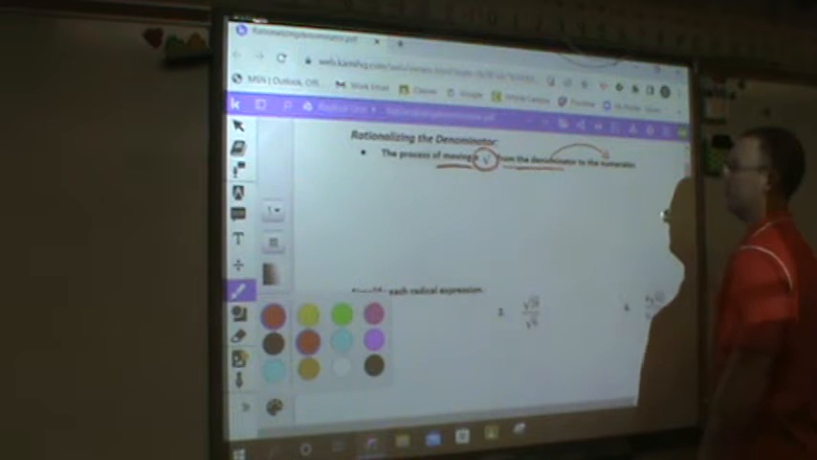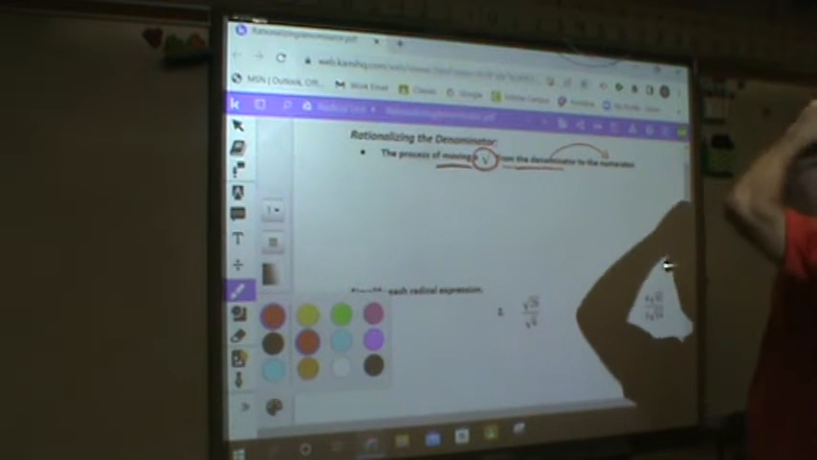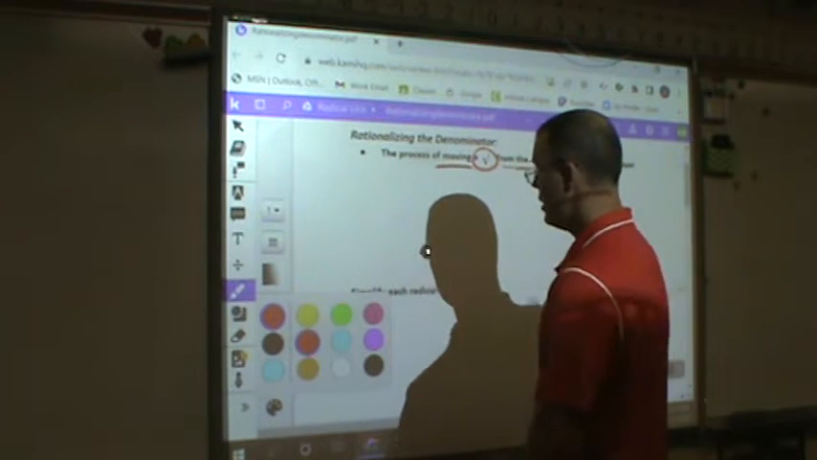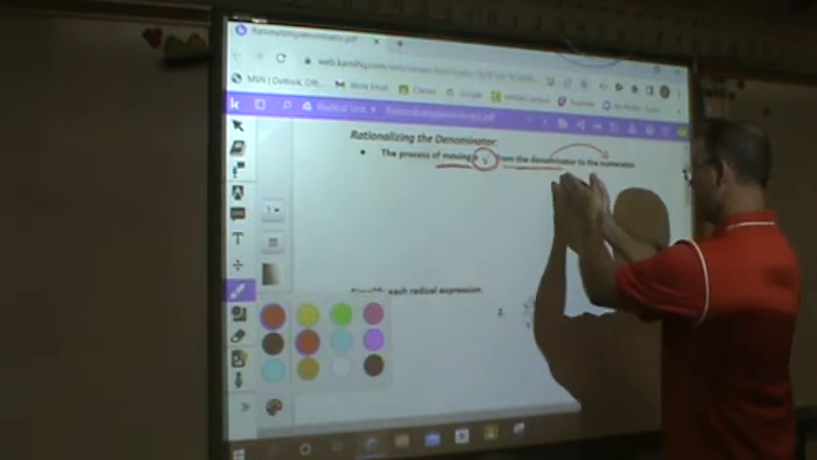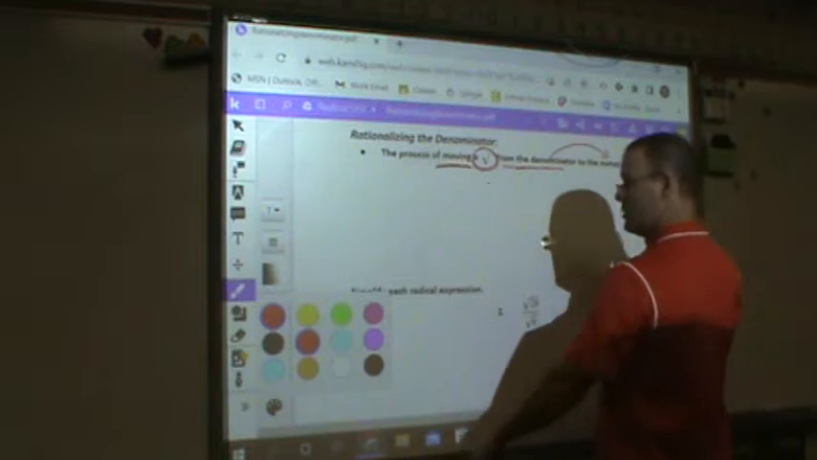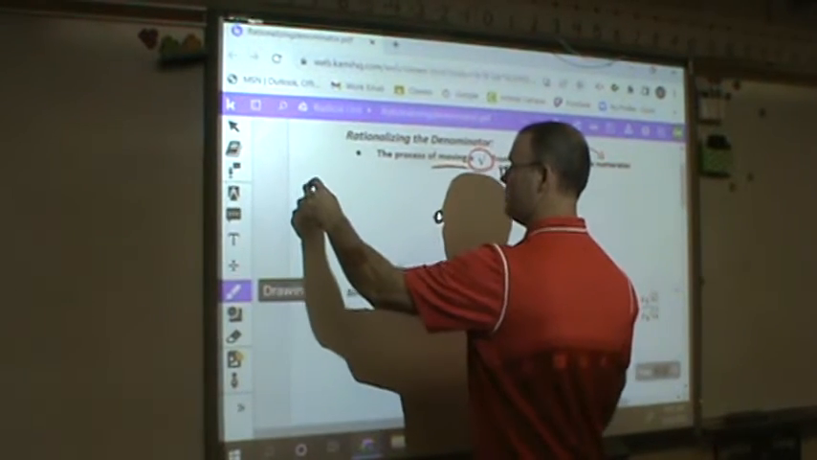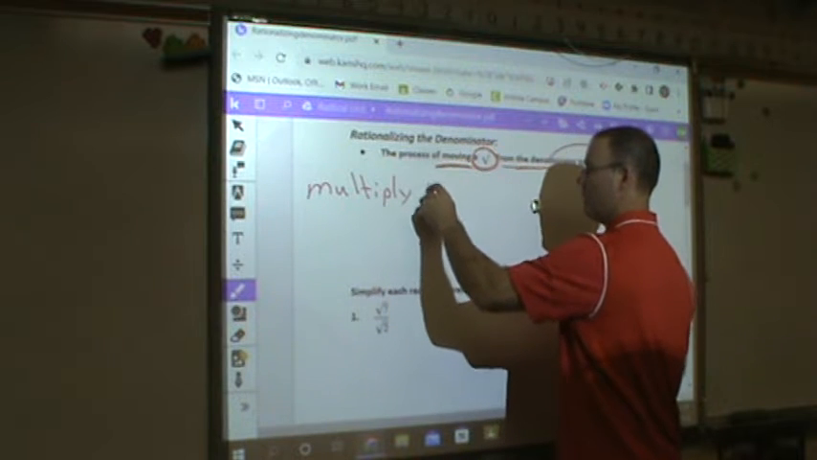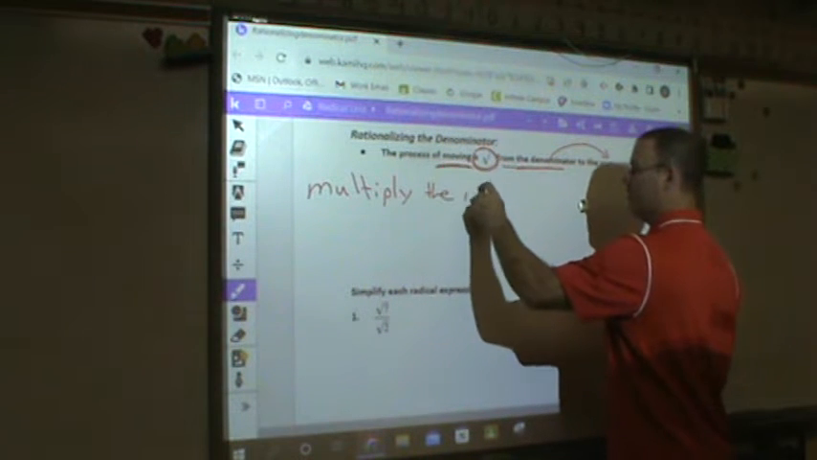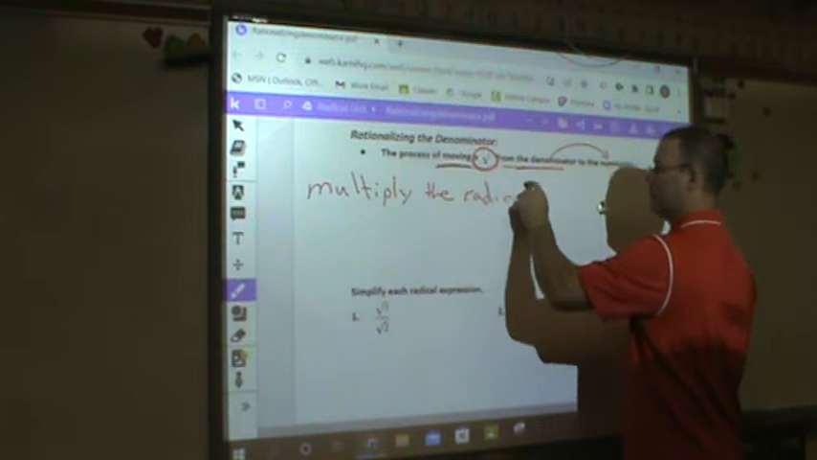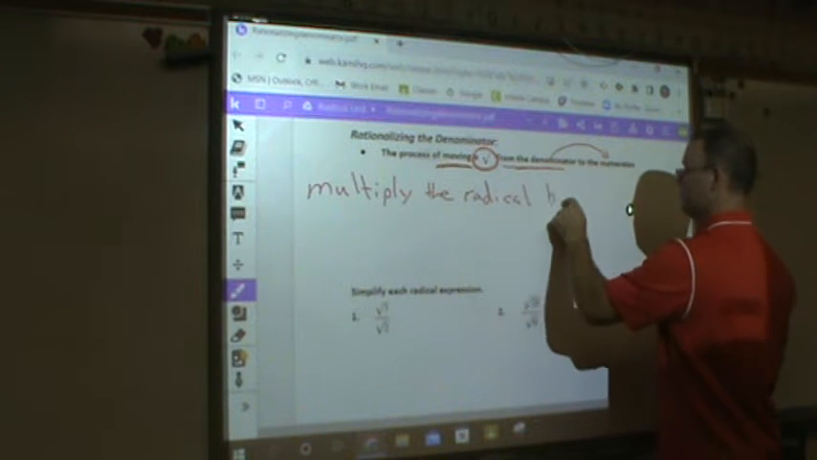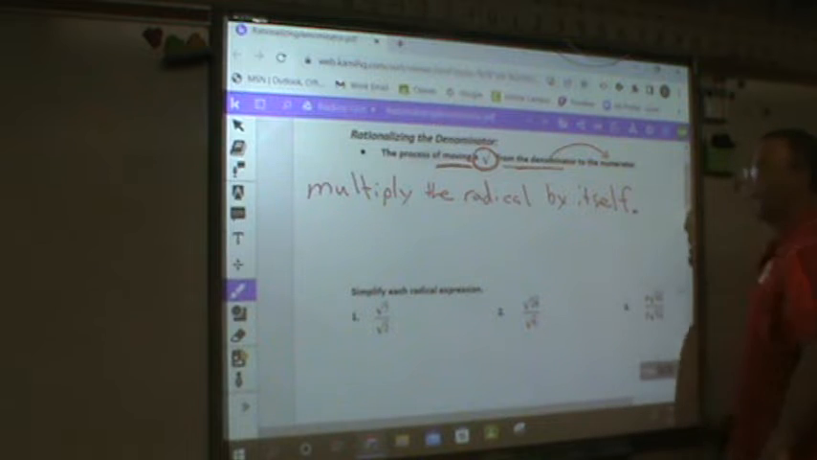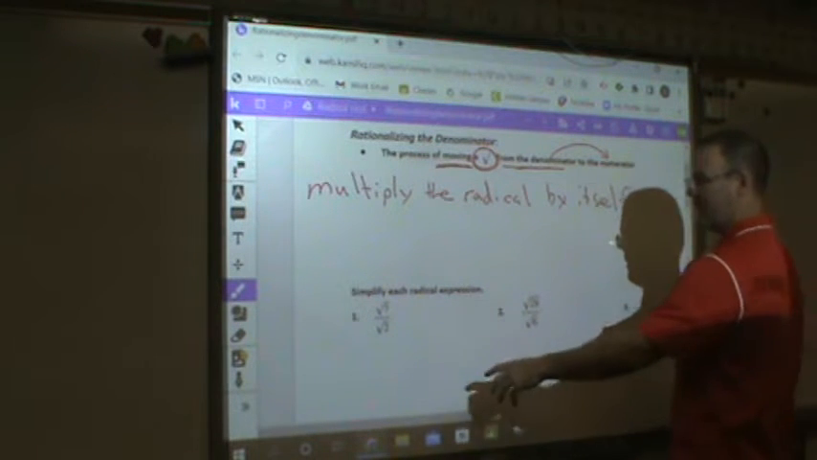to the numerator. So make note of that, because you always want to make note of what you're doing. What is it that they're asking me to do? They're asking me to move a radical from the denominator, which is the bottom, to the numerator, which is the top. How do I do that? I simply multiply the radical by itself. That's exactly what I do. I multiply the radical by itself.